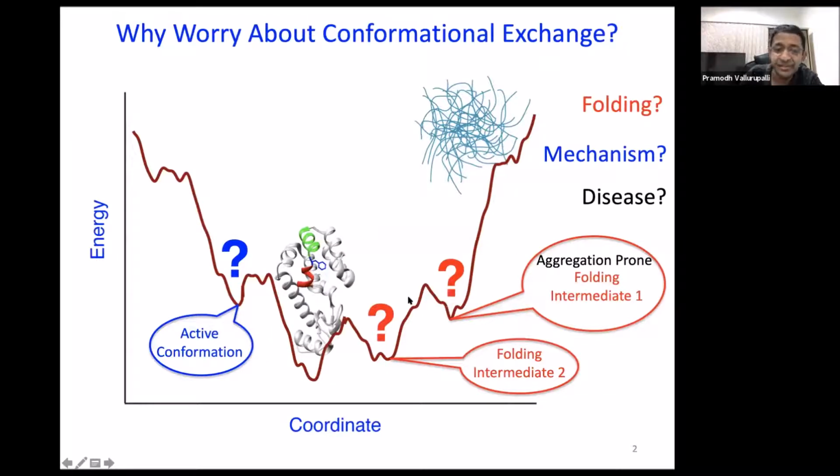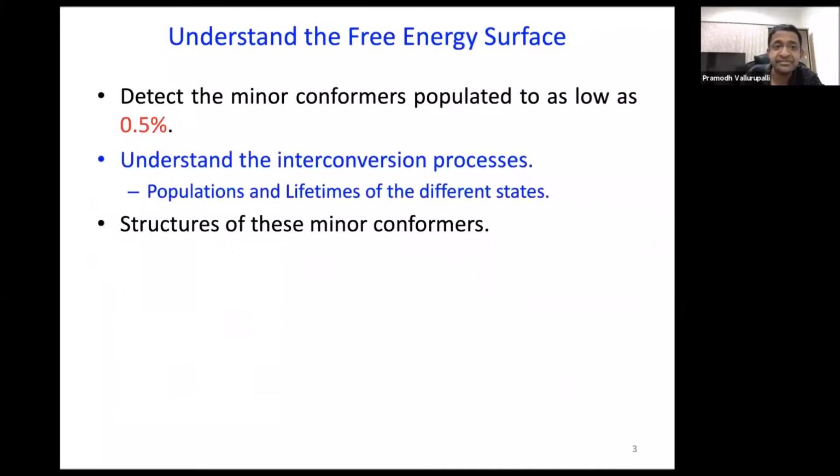And similarly, some of these may be aggregation prone. So you want to know something about them to understand disease. So if you think about it this way, it's not enough to know one structure, but you actually want to understand the free energy surface.